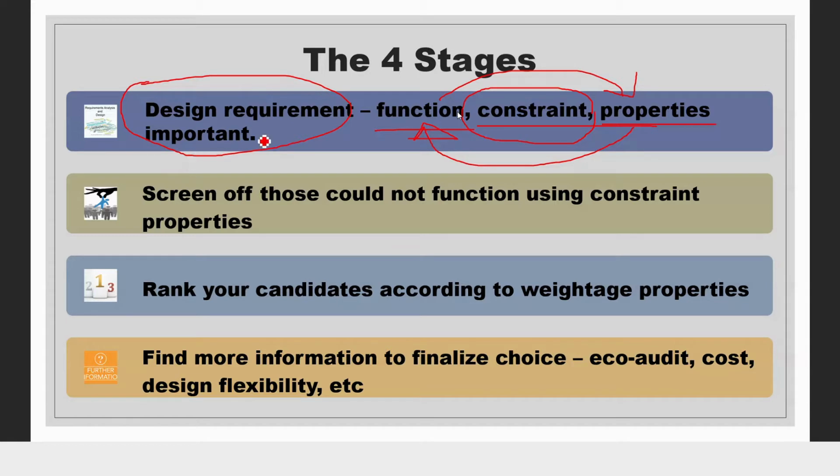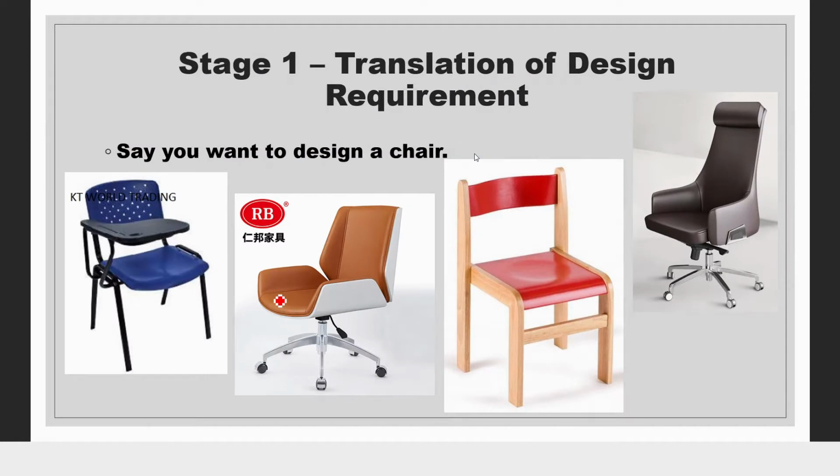Okay. Habis dah translate semua, kita akan screen off. Okay, so this is the screening process. Kemudian kita akan rank siapa nombor 1, 2, 3. Kemudian further information is stage 4. This is when you do your eco audit, impact assessment, environmental impact, your cost, your design flexibility, nak consider boleh bend tak boleh bend, boleh extrude tak boleh extrude, etc. Okay. Now, so kita tengok contoh tadi, translation of design requirement.